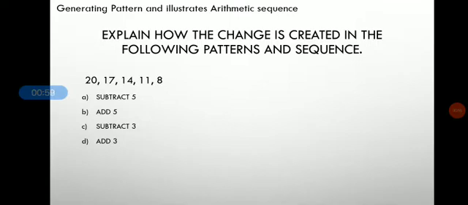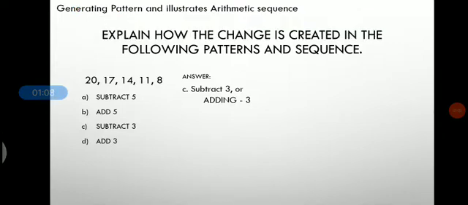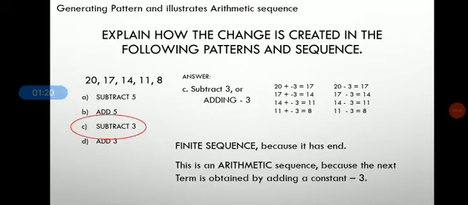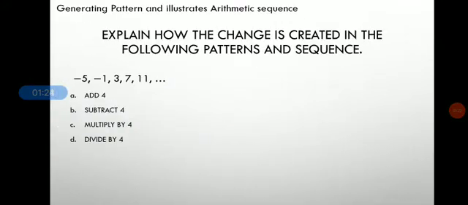So, paano nagkaroon ng pattern dyan? Ang sagot, sa pamagitan ng pag-a-add ng negative 3 or subtract 3. And this one is a finite sequence. It has end. Ibig sabihin, yung 8 ang last term. And this is an arithmetic sequence kasi nag-a-add nga tayo ng constant na negative 3.